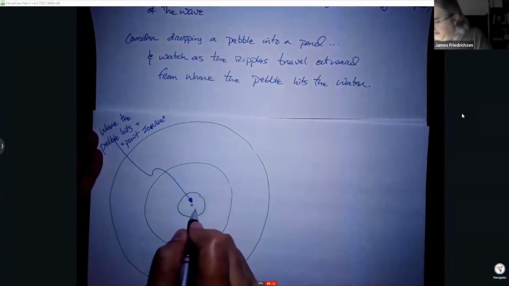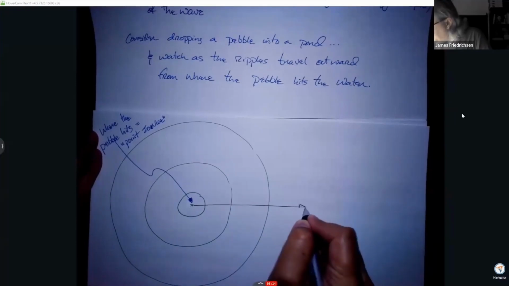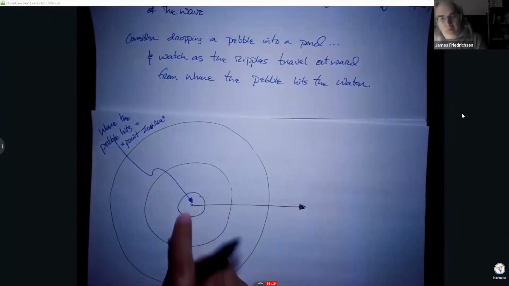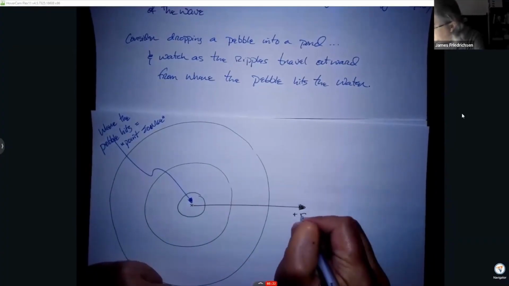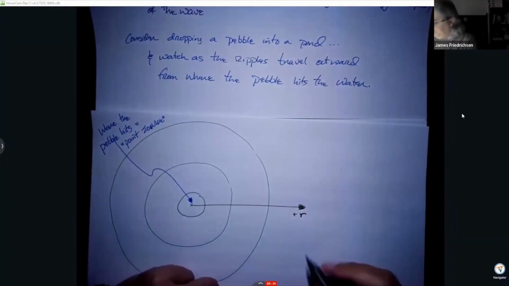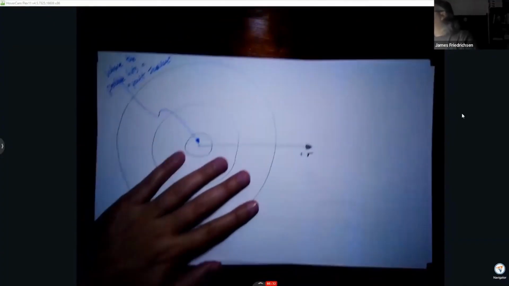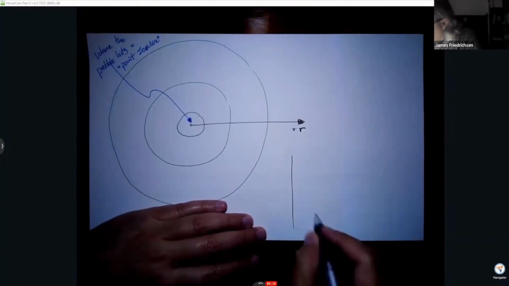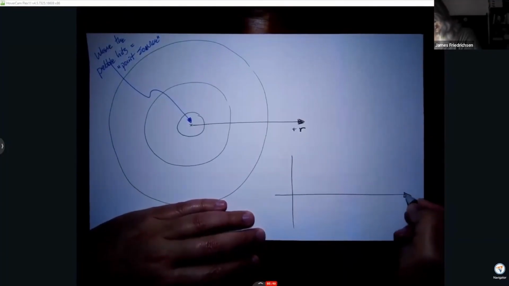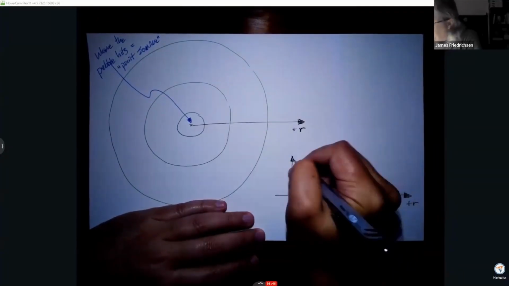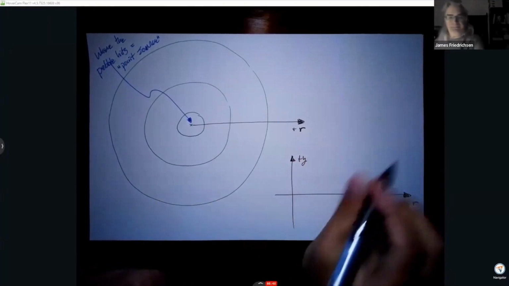And then if we go in and take a look at measuring the distance away from that point, we'll mark this as R. It's like some sort of radial distance from the point where the pebble hits. Then we can make a graph, because, you know, we pretty much graph everything, in case you haven't figured that one out. And what we plot would be the vertical height of those ripples as a function of distance from the point where the pebble hit. Okay.